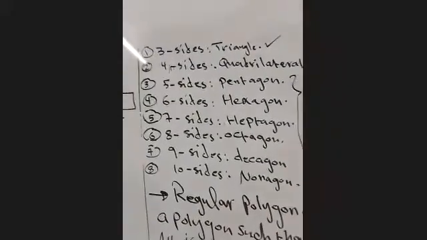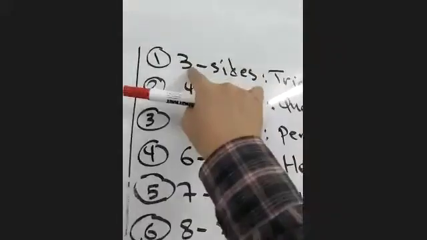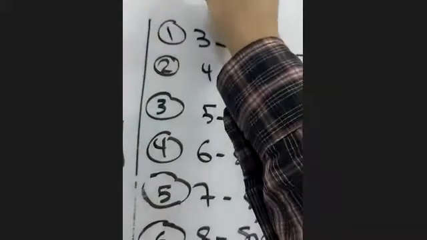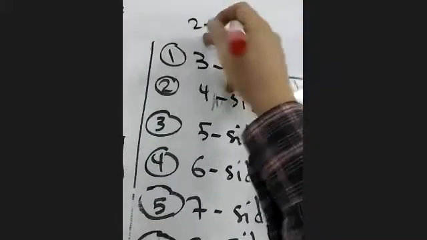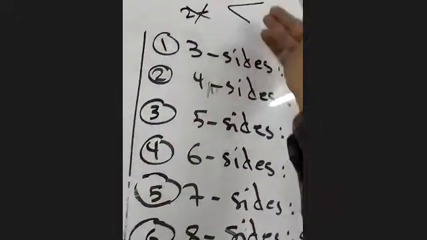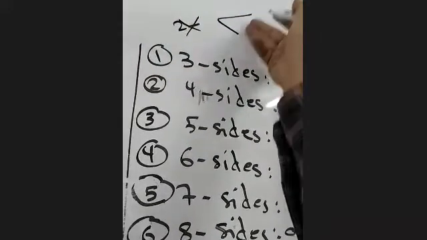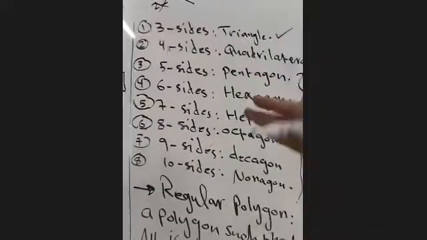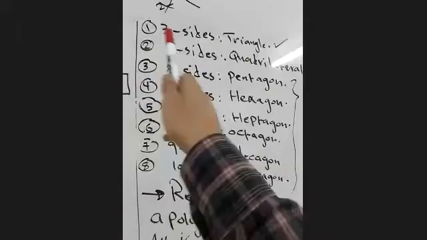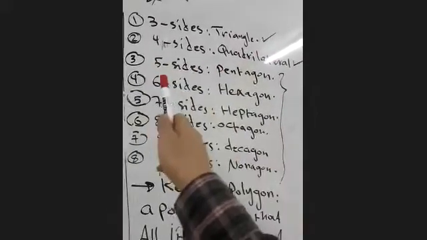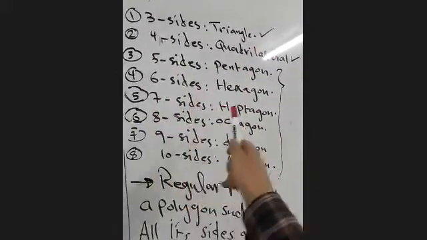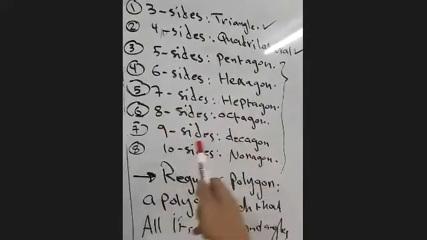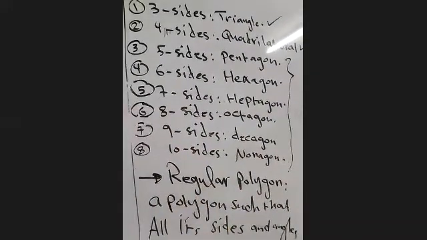But someone will ask me, Mister, why do you start from 3 sides? How about 2 sides? In 2 sides, we cannot make a polygon. How can you make a polygon with 2 sides? You need to close it. It should be closed, okay? So polygons start from 3 sides. 3 sides triangle, 4 quadrilateral, 5 pentagon, 6 hexagon, 7 heptagon, 8 octagon, 9 decagon, 10 nonagon. More than that, we call it by the number of its sides.